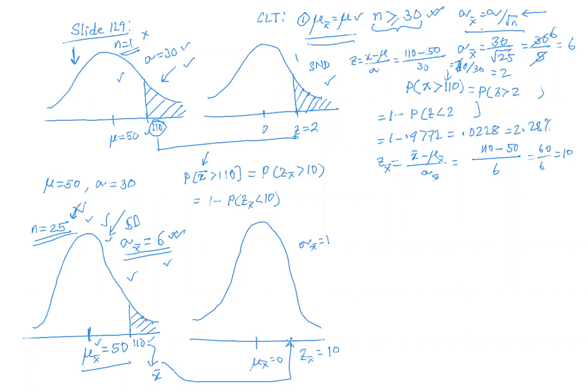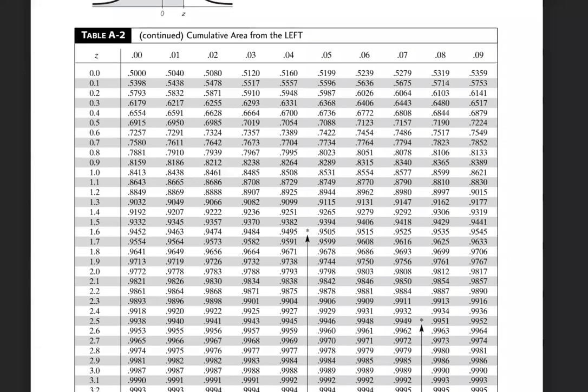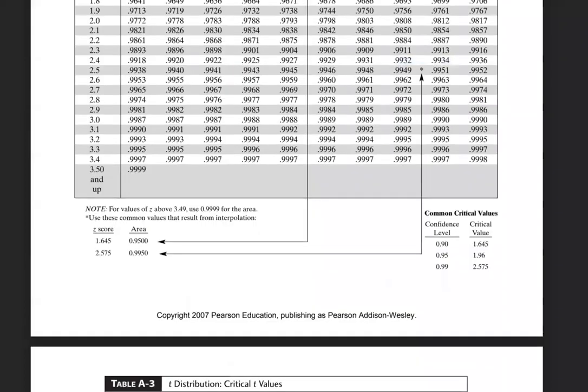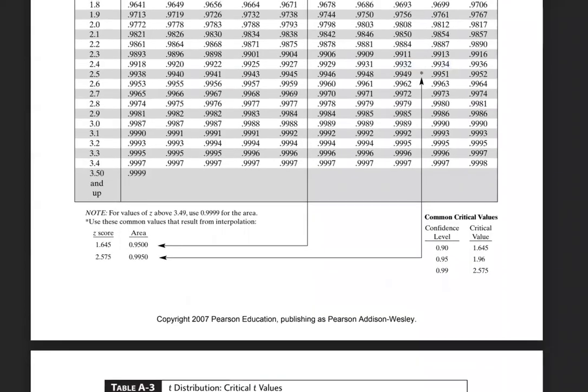If you look it up in the table, let me bring the table. If you look at the z table, this is the positive z value. The highest value it goes to is 3.5. But our z is 10. It's way off the chart. So it's probably not going to be 0.99, it's probably going to be 0.9999 and then maybe a few more nines. Okay.